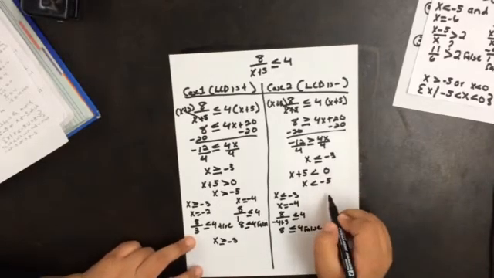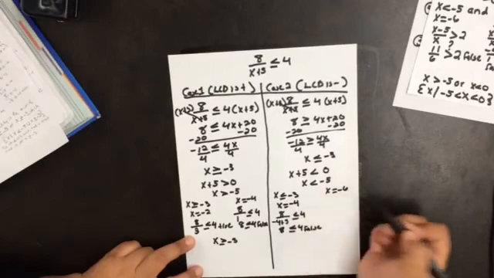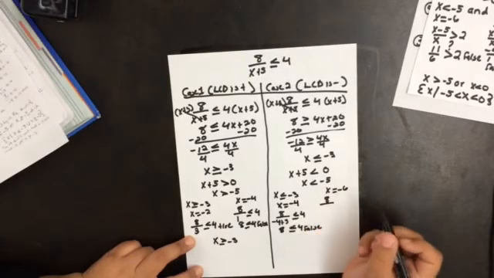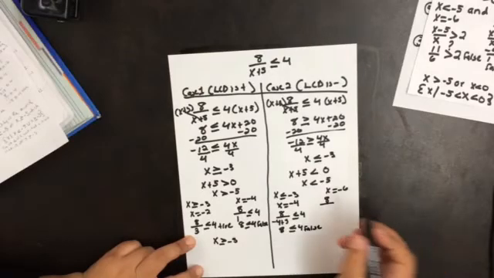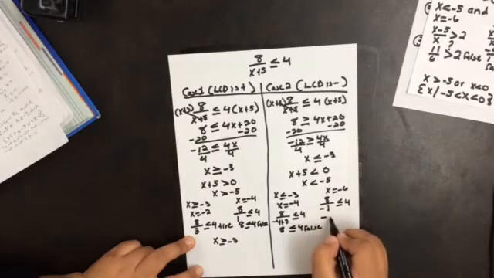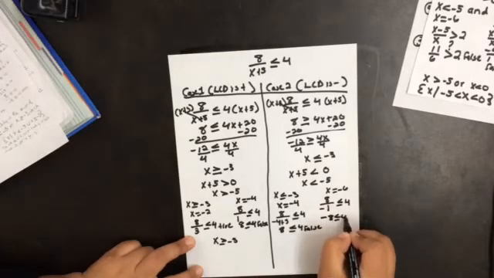Okay, now let's test the value for when x is less than negative 5. What if we test x equals negative 6? So then we have 8 over negative 6 plus 5, which is going to give us negative 8. Is negative 8 less than or equal to 4? That's true.